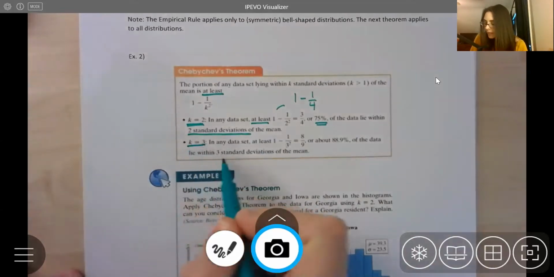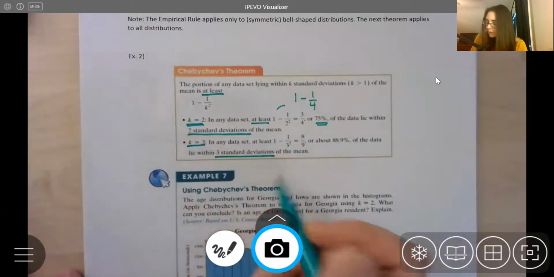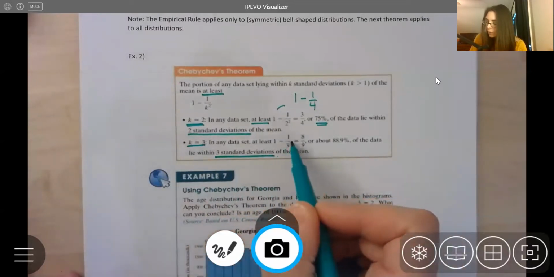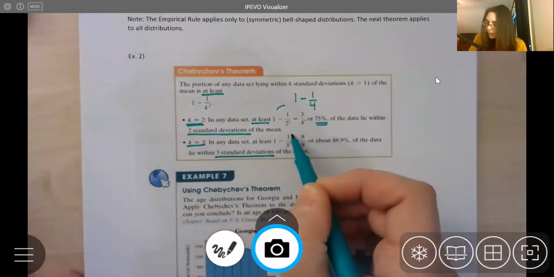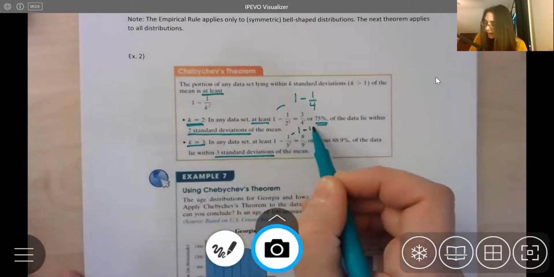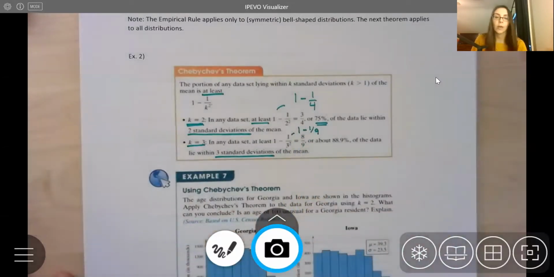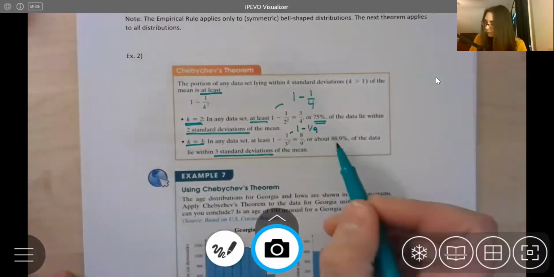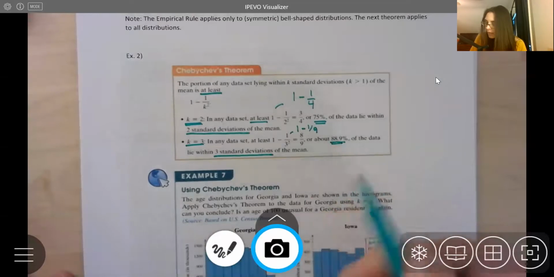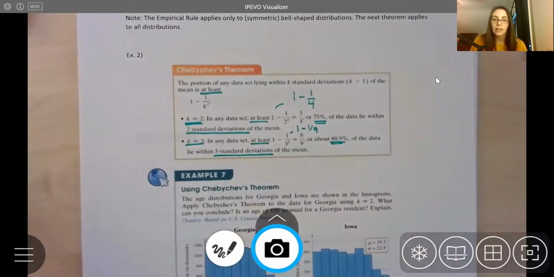If k equals 3, so 3 standard deviations, well, we have 1 over 3 squared as the part in our formula, and 3 squared is 9. So we take 1 whole and we subtract 1/9, we're left with 8/9. That's about 88.9%. So again, at least 88.9% of the data lie within 3 standard deviations of the mean, and that's with any distribution, which is really great, right? So it doesn't have to be that bell-shaped, normal distribution.